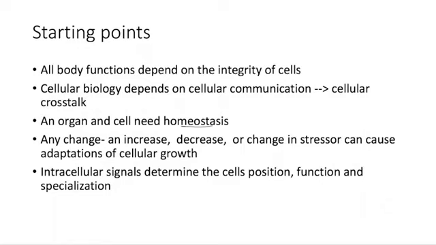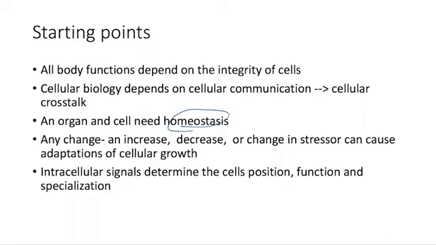Organs and cells need homeostasis, right? So that's the end all be all. If we don't have homeostasis, then we're going to have cellular injury, cellular death, and ultimately disease processes. There will be changes, stressors. Any increase, decrease, or change in stressors can cause adaptations of cellular growth. If those adaptations are unable to be corrected, then we end up with cellular injury and cellular death.